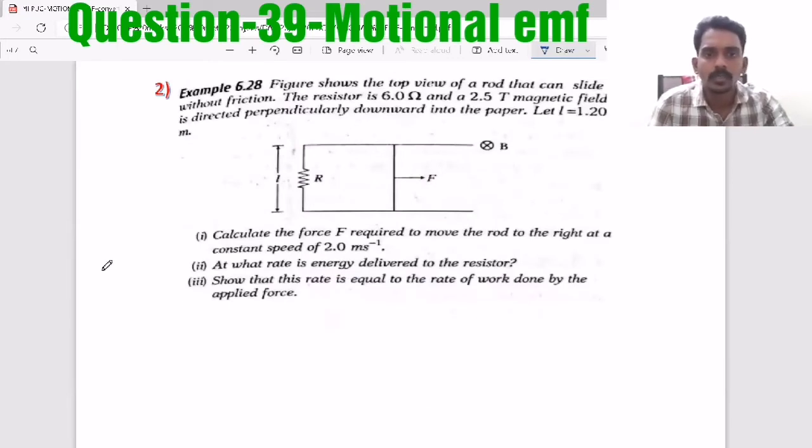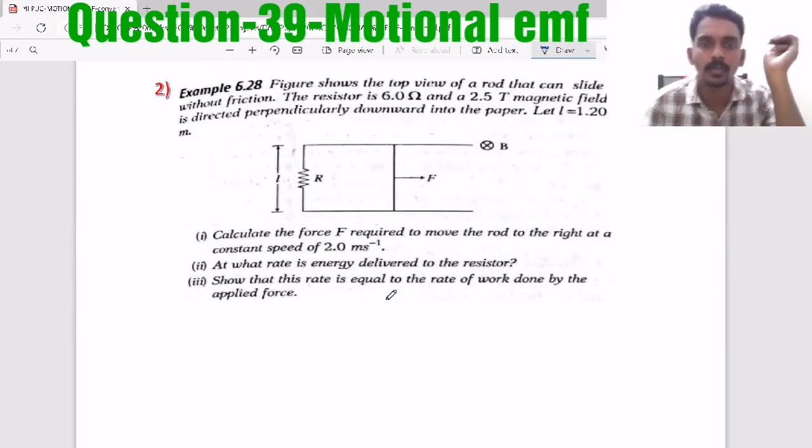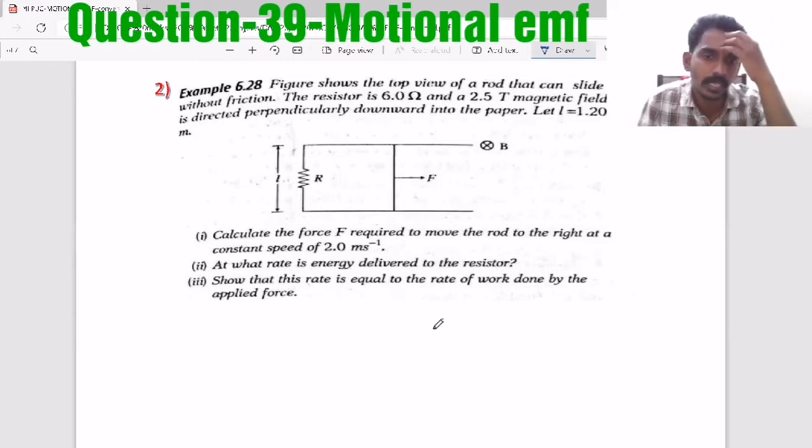Next question. The figure shows the top view of a rod that can slide without friction. The resistor is 6 ohm and a 2.5 tesla magnetic field is directed perpendicularly downward into the paper. Let L equal 1.2 meter. Calculate the force F required to move the rod to the right at a constant speed of 2 meters per second.